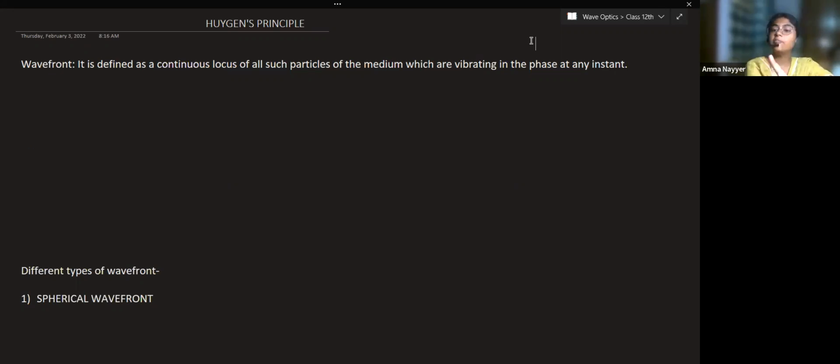Then you have polarization. Polarization is deleted from your syllabus, so polarization, Brewster's law, and all the parts of polarization, you don't have to do. So Huygens principle, interference, and diffraction, these three topics are there. This is a short chapter. Wave optics will be completed by next week. Diffraction and Huygens principle will take one class of 1.5 hours.